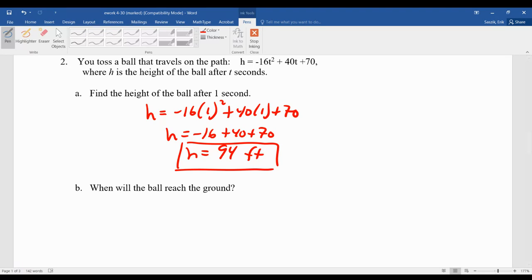It says you toss. That's pretty high. But if you remember, to throw a ball 94 feet up in the air, that's really high. Looks like your starting height here was 70, so you were standing pretty high. Maybe you're on some kind of cliff or hillside. So you had something going for you there in the beginning.